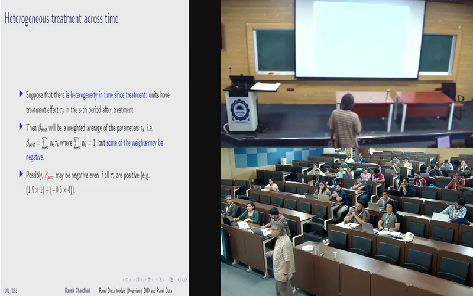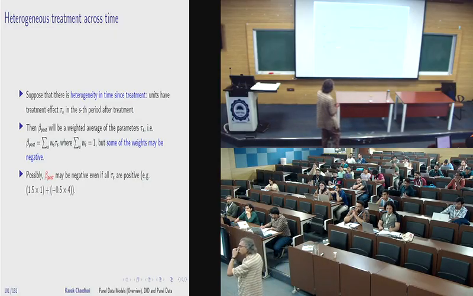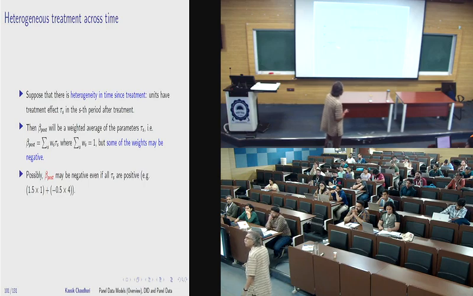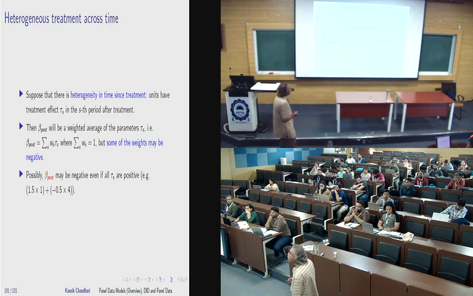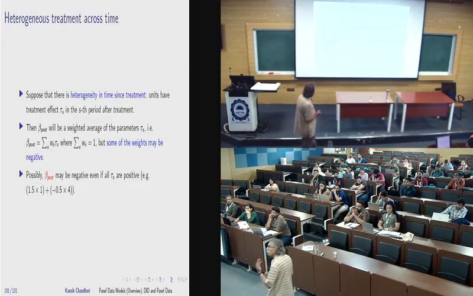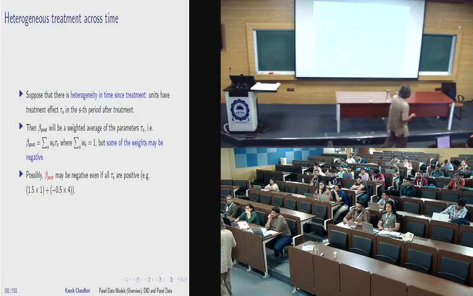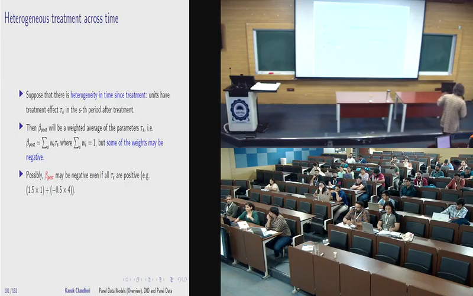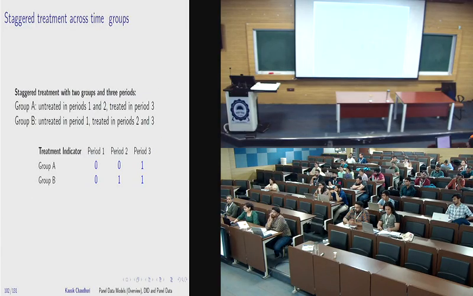Clear? Fine. Given that, beta post may possibly be negative even if all the taus are positive. The way I want to think about it with an example is that the overall effect could turn out to be negative, but all the tau_s are positive. So group A is untreated in periods 1 and 2, and treated in period 3. However, group B is untreated in period 1 but got treatment starting from period 2. And there is definitely a difference between group A and group B. Clear?